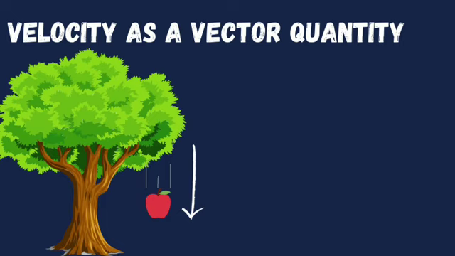So the basic difference between speed and velocity is that velocity also requires direction for the complete description of how fast an object is traveling.